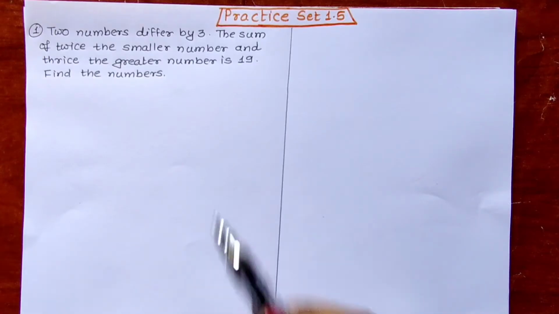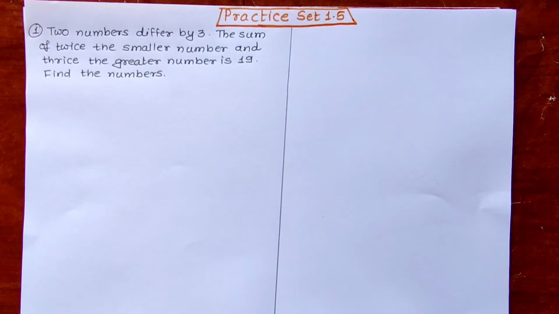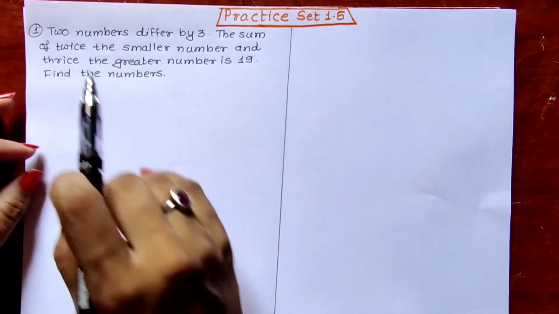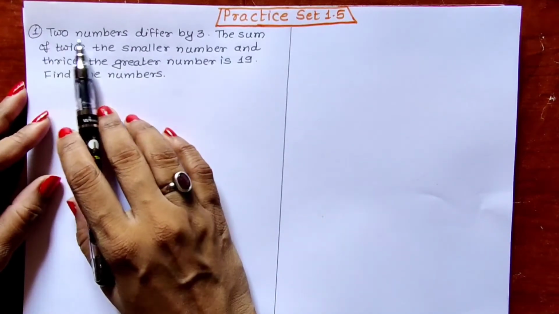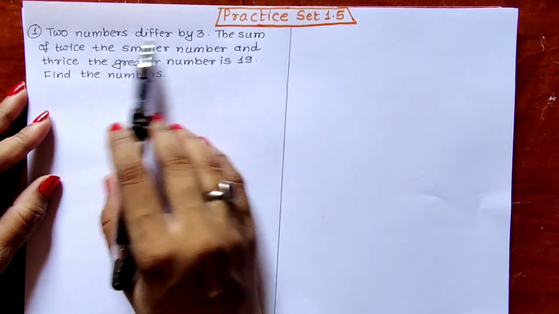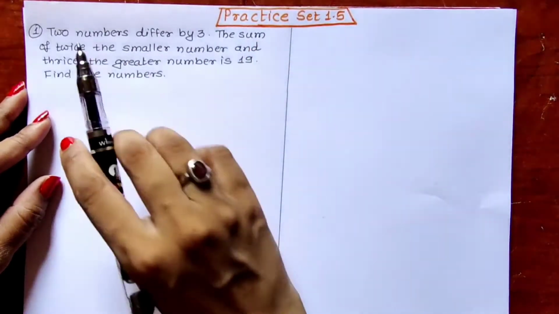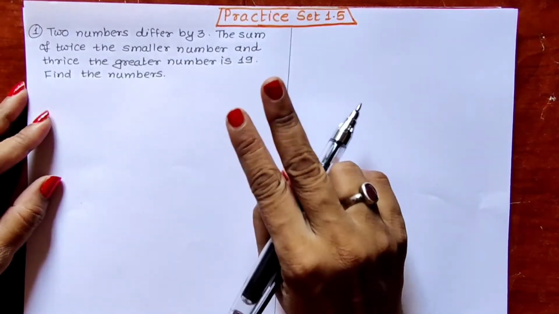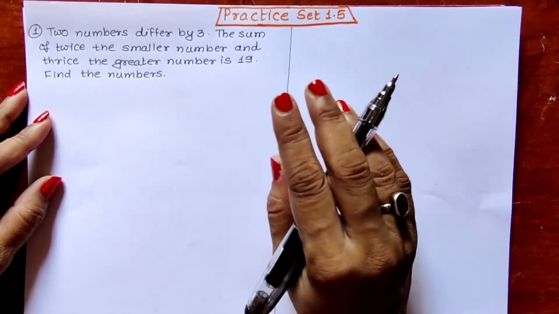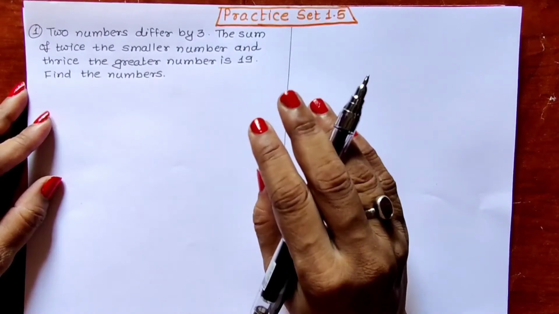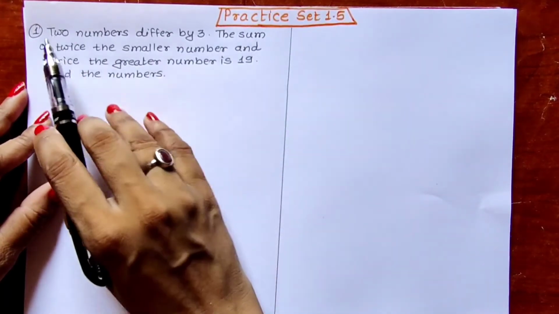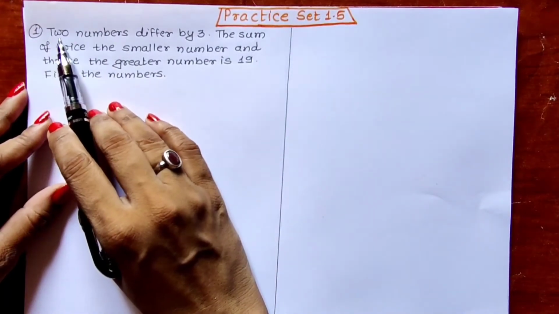As you all can see, I have written the question as it is on my page. In the question, there are two sentences. From these two sentences, we will have to form two equations. Okay, two sentences are having two different conditions, and from those two different conditions, we will have to form the equations. Now let us see the first condition or first sentence.